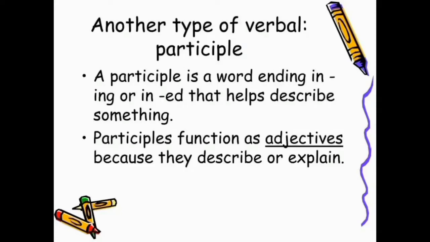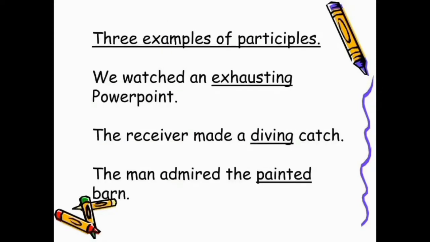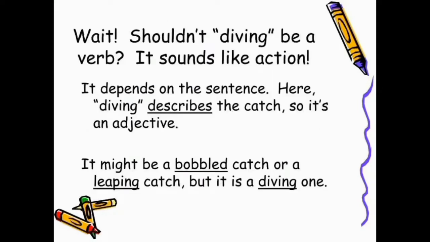Another type of verbal is participial phrase. It is a group of words consisting of a participle and the modifier and/or nouns, pronouns, or noun phrases that function as the direct objects, indirect objects, or complements of the action or state expressed in the participle. A participle is a word ending in ing or in ed that helps describe something. Example, the receiver made a diving catch. Let's take a look at this. Shouldn't diving be a verb? It sounds like an action. In this example, diving describes the word catch, so it's an adjective.